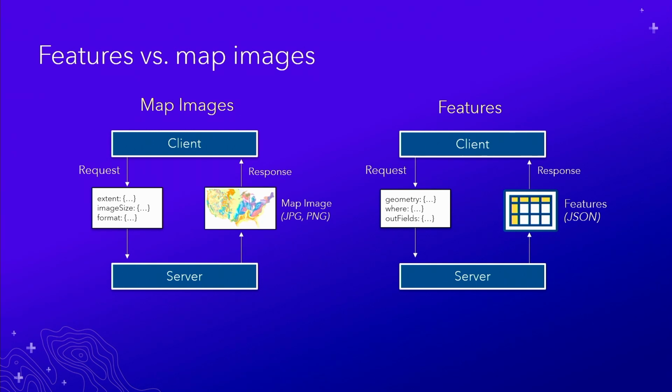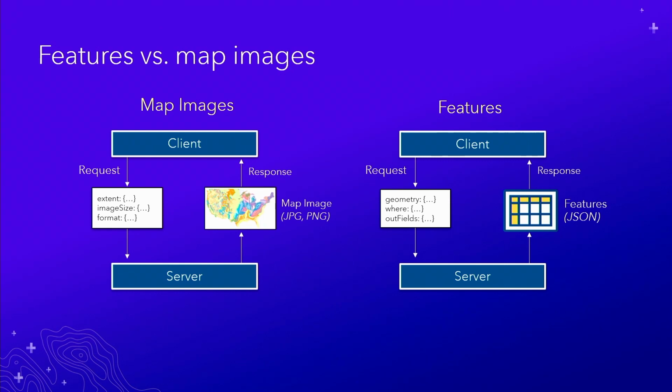When we talk about map images, this is where a client is making a request to the server. It's specifying typically things like the extent of the map that I want you to draw, characteristics like the size of the screen, so the image size I want back, and the format. It's things like JPEGs or PNGs. That request goes to the server and gets processed, and the server simply responds with that map image that was requested. The client receives a static map image that doesn't have any information about the underlying features that were used to draw that map.